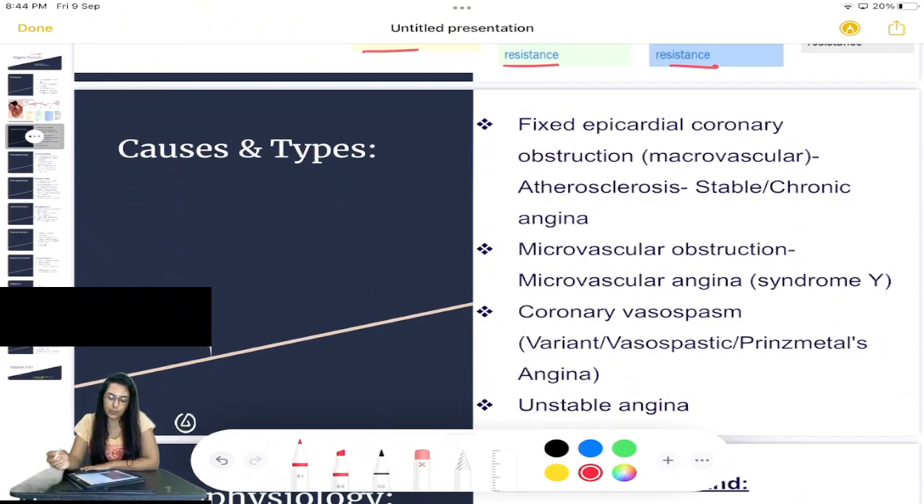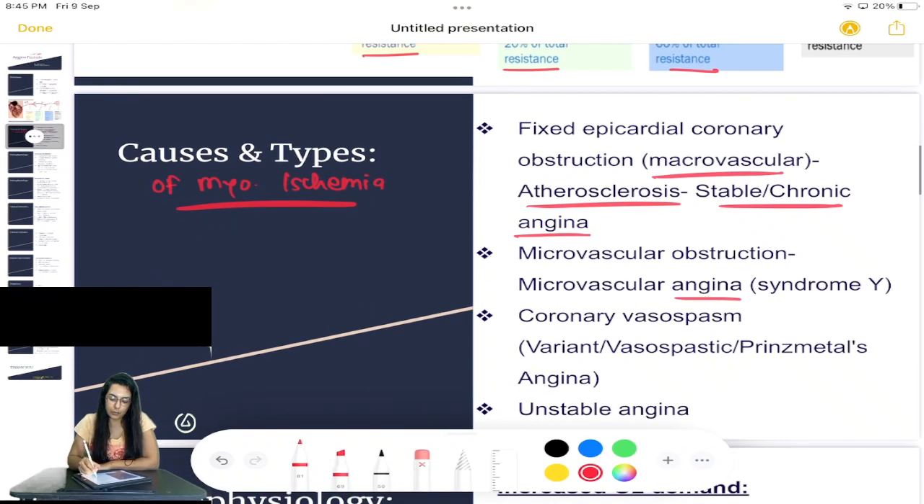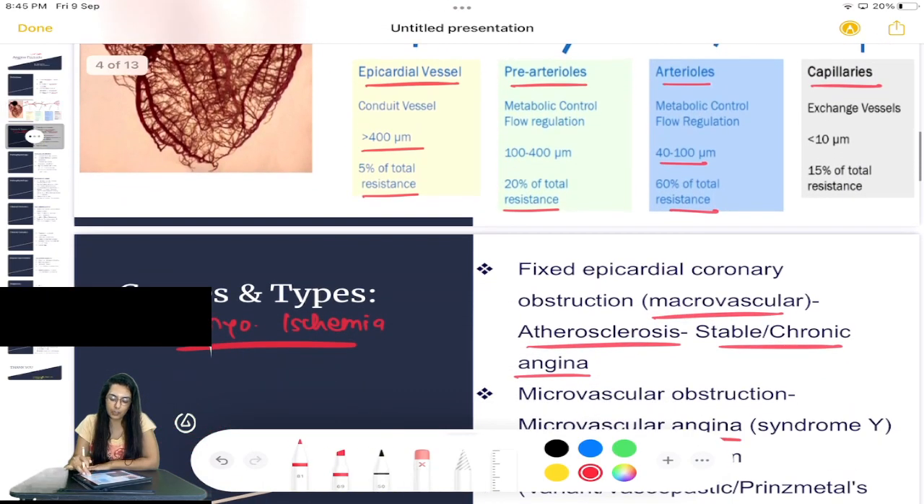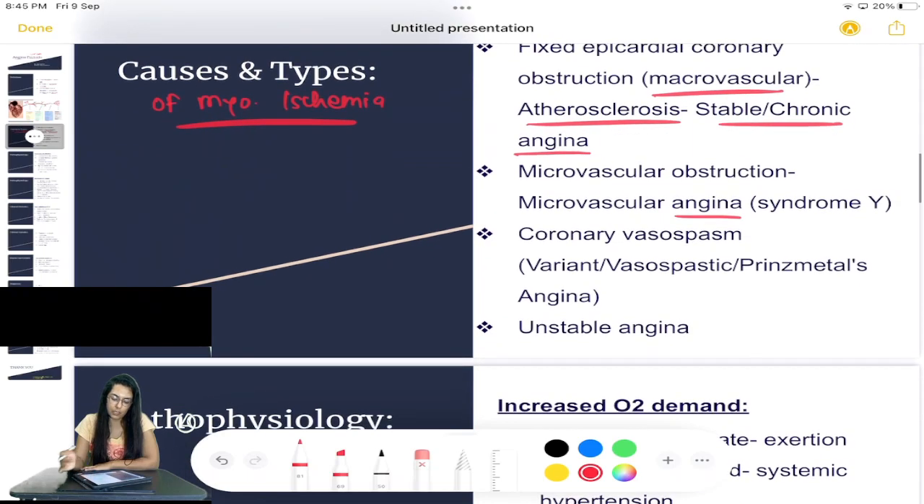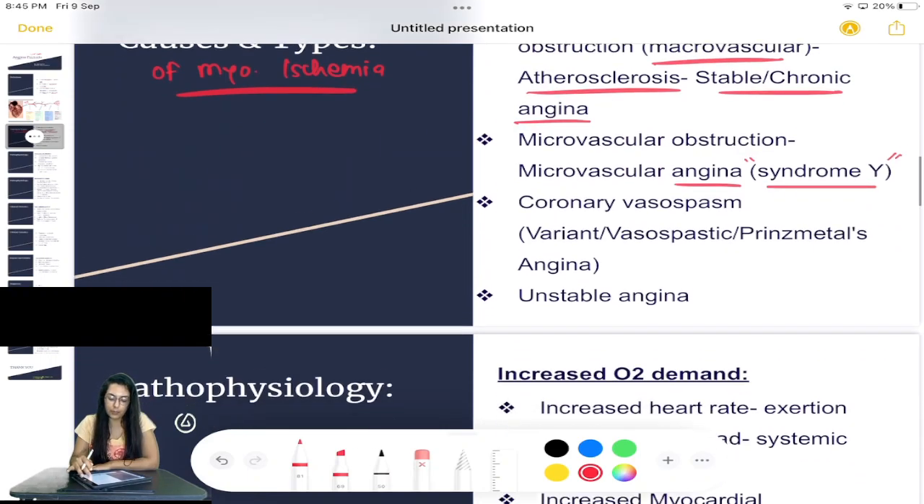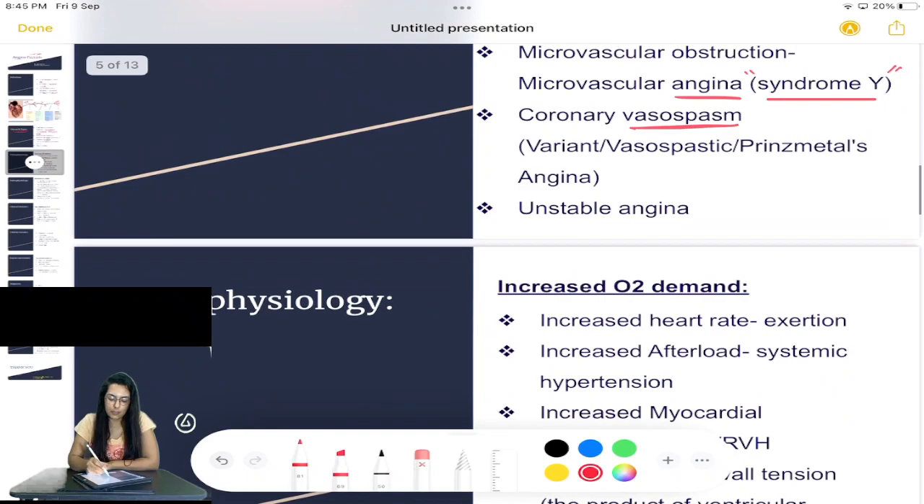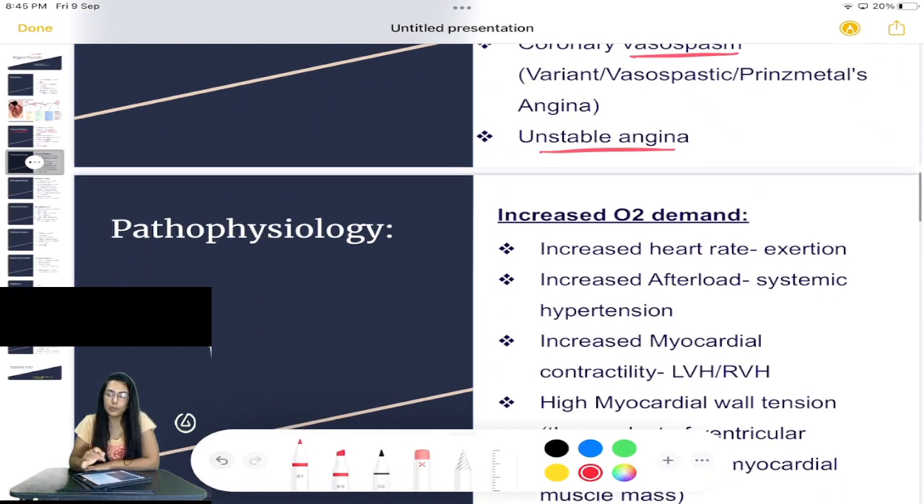So first, causes and types of myocardial ischemia. First is fixed epicardial coronary obstruction, also known as macrovascular obstruction. Most common cause is atherosclerosis, which leads to stable or chronic angina. Second is microvascular obstruction or microvascular angina, meaning the small prearterioles and arterioles are unable to dilate whenever needed, for example during exercise, and it leads to angina. This is also known as syndrome X. Third is variant or vasospastic or Prinzmetal angina, which is due to coronary vasospasm, and last is unstable angina. Today we are going to discuss mostly stable angina.